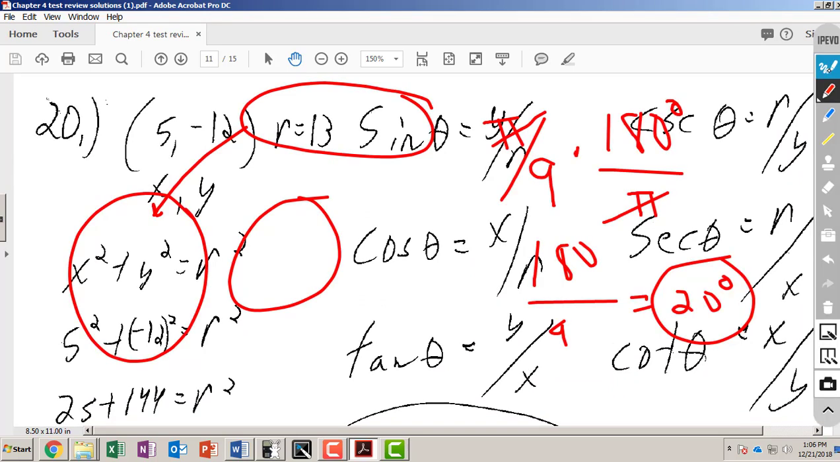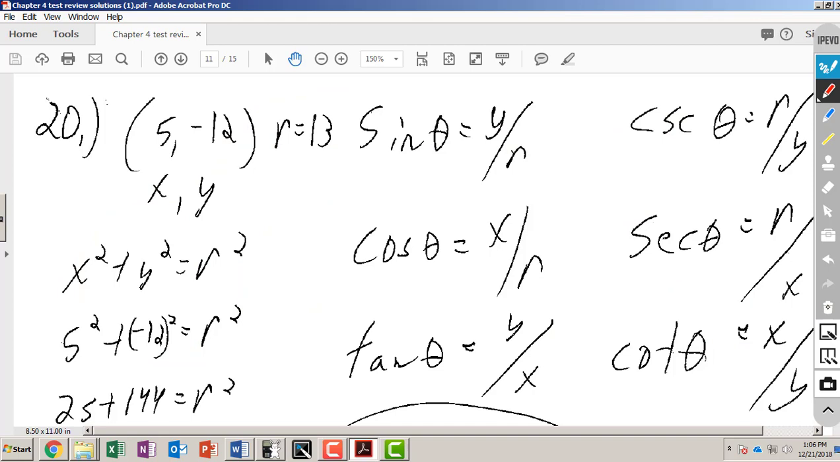Number 20 says that we have this set of coordinate pairs. It says we've got 5 and negative 12. And it says the point given is on the terminal side of an angle in standard position. Find the cotangent, the secant, and the cosecant of the angle.